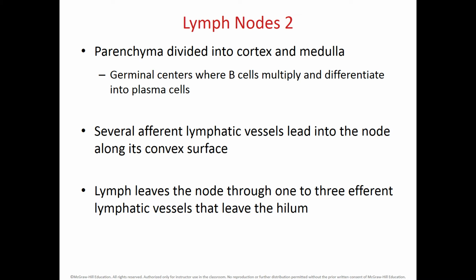Now, within the cortex, we have the arrival of several afferent lymphatic vessels. Think about arriving as afferent, and they will arrive into the convex surface of the lymph nodes. And only in the hilum we will have 1 to 3 efferent lymphatic vessels. So there is more lymph that arrives to the lymph nodes than the efferent or exiting lymph.